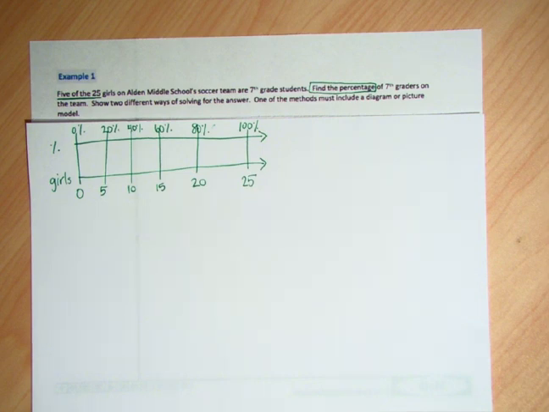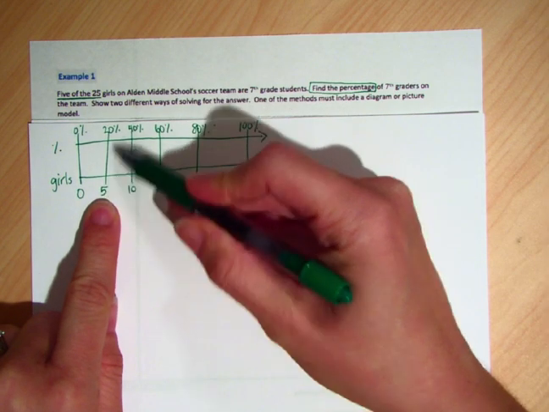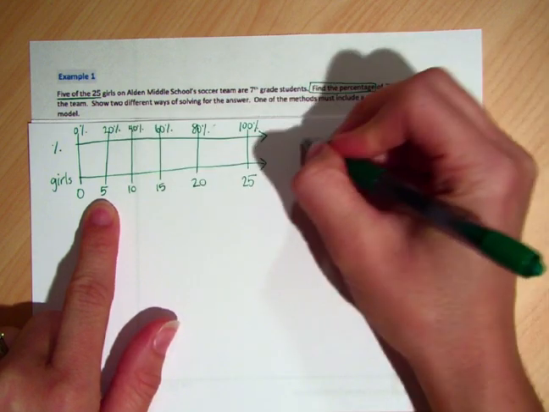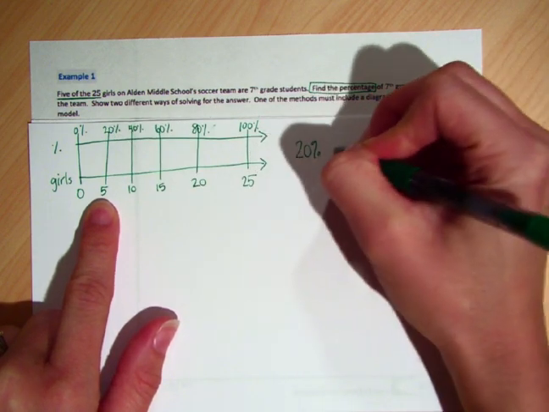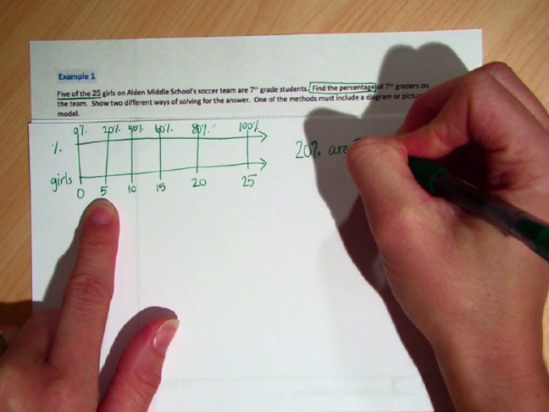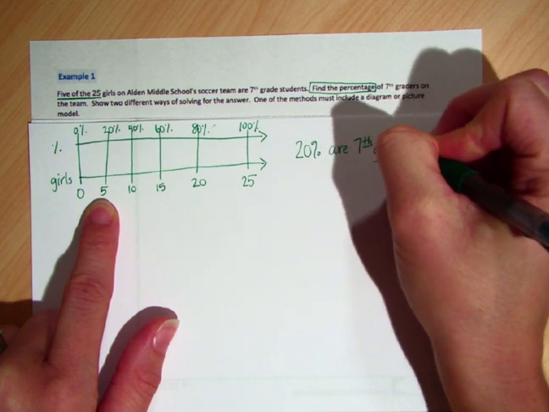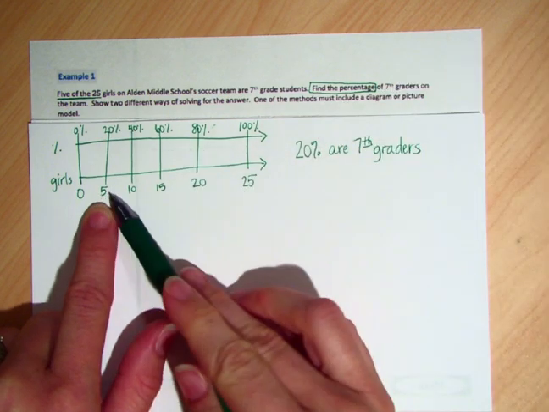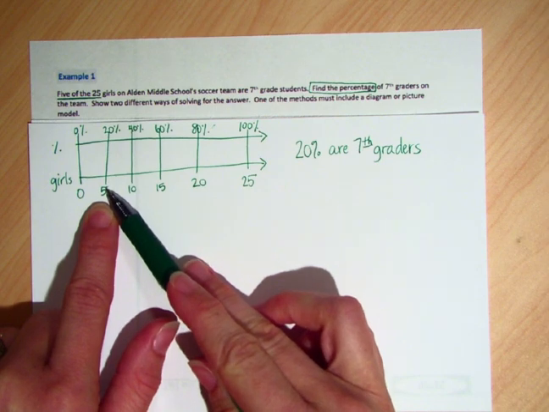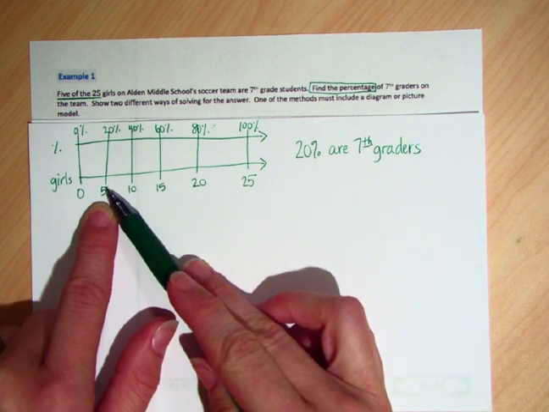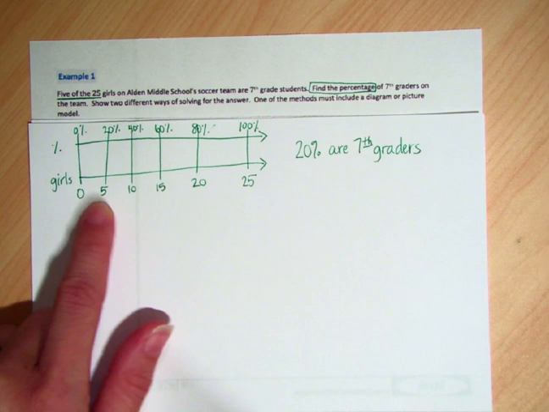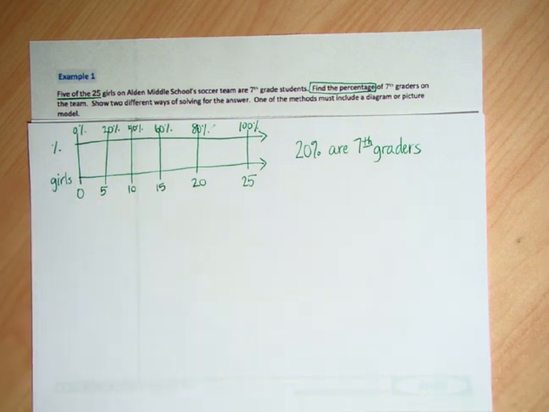Okay, now the question is asking what percent are 7th graders? Well, I know 5 of them are 7th graders, so my answer is 20%. Once I make my double number line, I just have to match them up and it gives me my answer. That's my favorite part about a double number line. It gives me the answer. How can you not like something that gives you the answer?